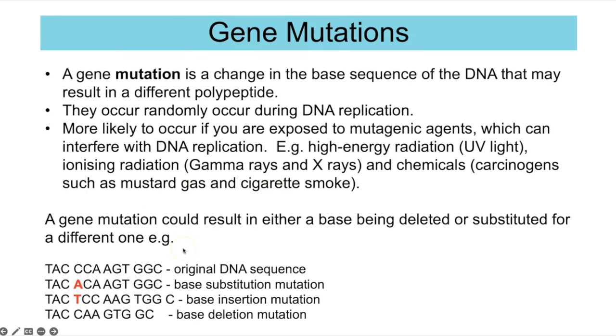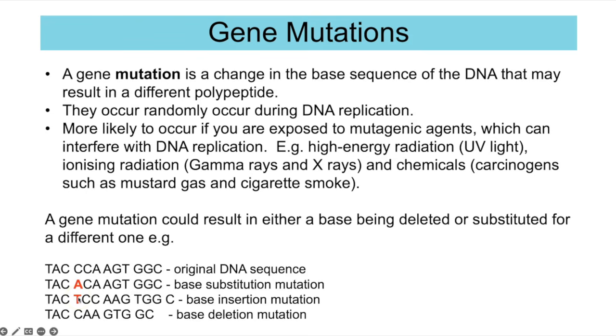A gene mutation could result in either a base being deleted or substituted. So for example, we've got our original DNA base sequence here, and we can see that the base cytosine has been substituted, so changed, for the base adenine. So that is a substitution gene mutation. The next one we've got is a base has been added or inserted. It's exactly the same sequence except thymine has been added at this point.